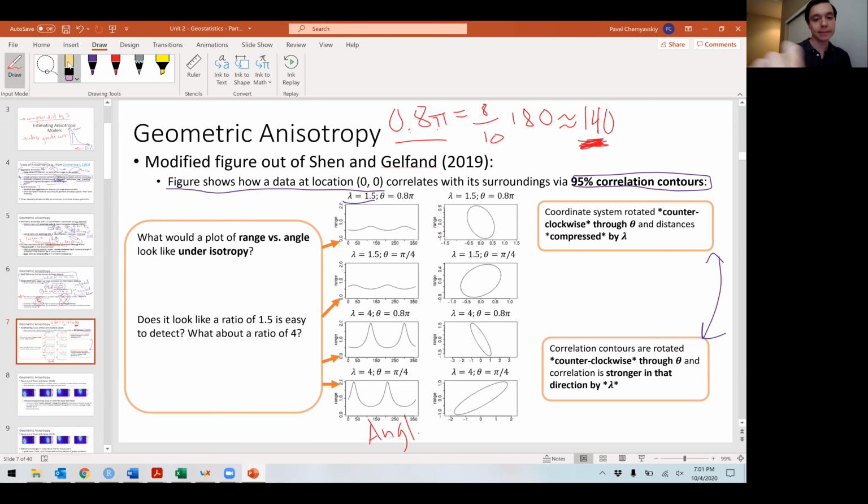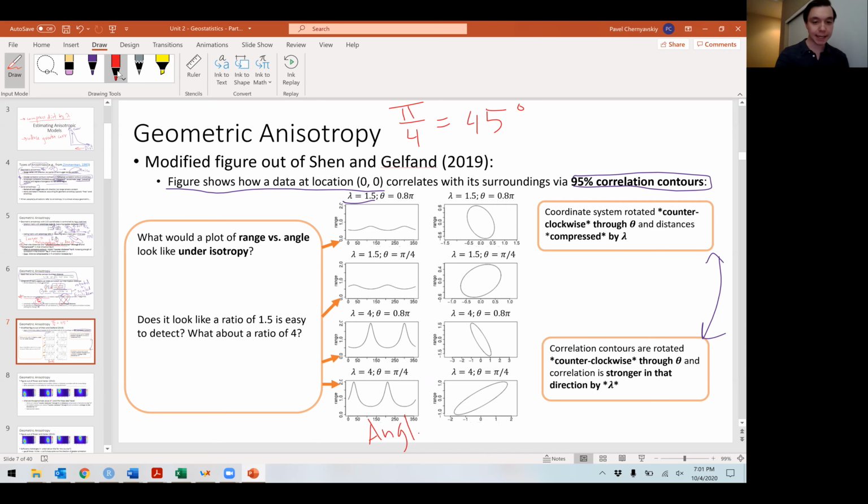Okay, let's move on to the second ellipse. A little faster now. For that ellipse, we're holding lambda constant. Lambda is 1.5. So the major axis is still 50% bigger than the minor axis. The range in the direction of greatest spatial correlation is 50% more than the range in the direction of weakest spatial correlation. But our angle is now pi over 4. Pi over 4 is 45 degrees.